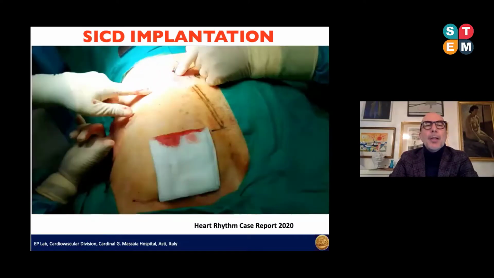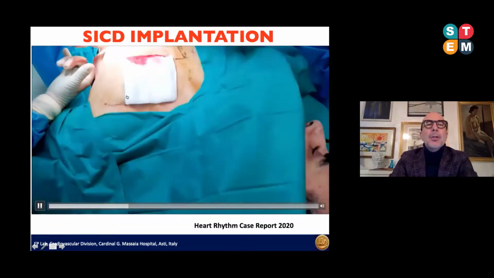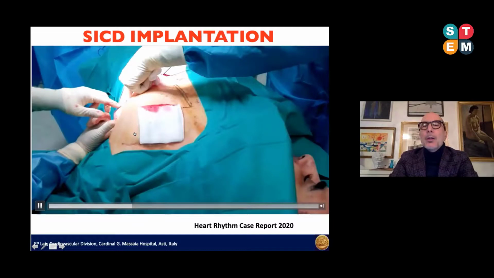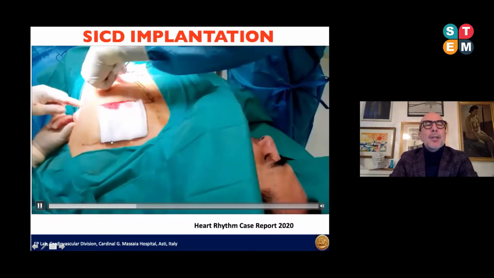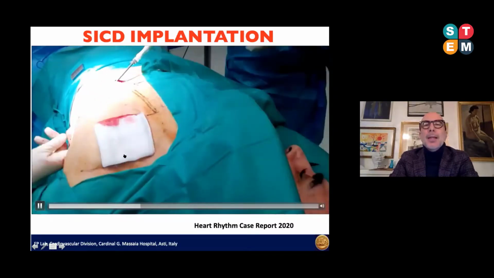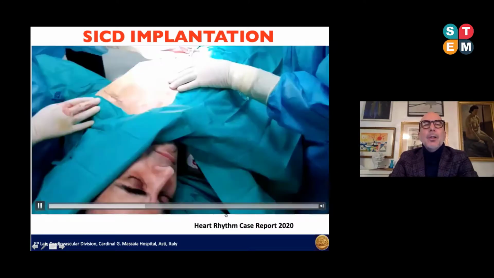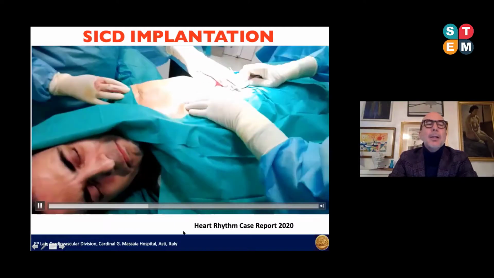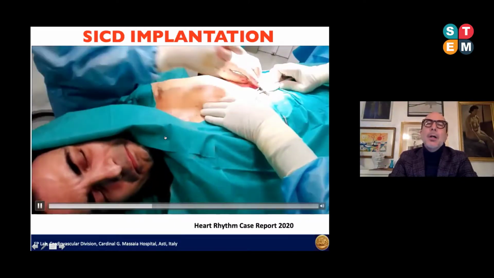The patient had a previous implantation with an infection, and we had to eliminate the previous ICD, and then we had to move to implant an SICD. You see, no reaction. The second tunnel here, just in the parasternal line. I'm pushing, no reaction.